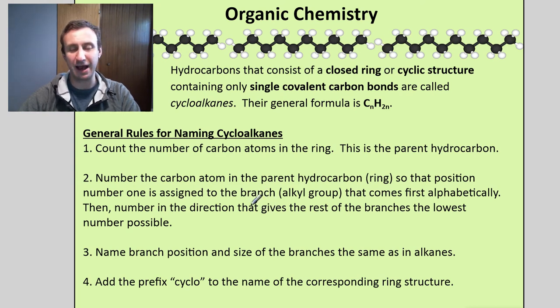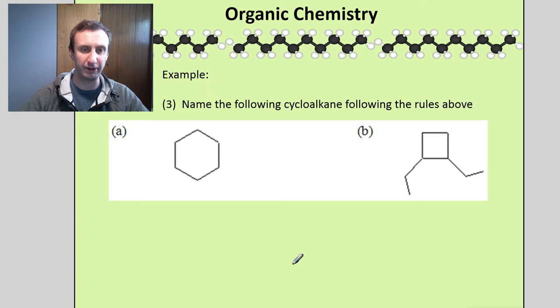So it's just like the other, that we try to reach the first branch that we possibly can first. And then we're just trying to get the lowest number possible from there. We name branch position and size of the branches the same as in alkanes, and then add the prefix cyclo to the name of the corresponding ring structure for our parent chain.